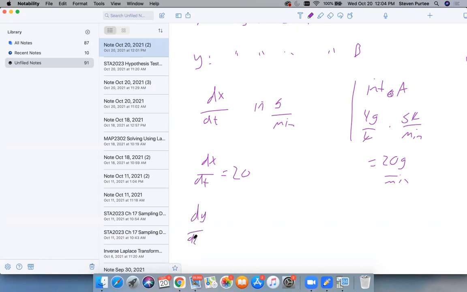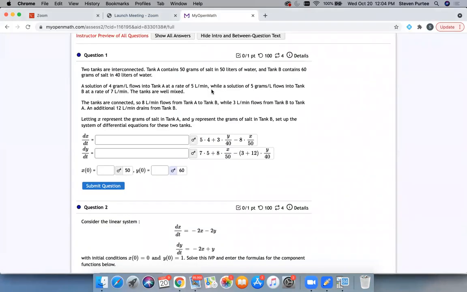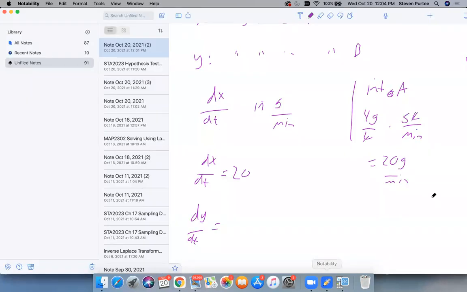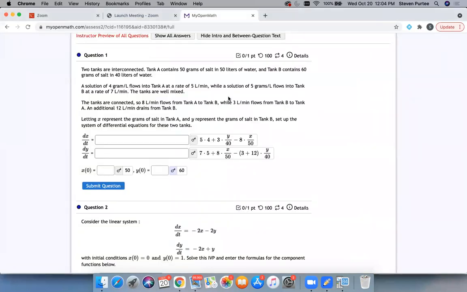Same thing is going to happen over here with tank B. Five grams per liter, 7 liters per minute. So into B, 5 grams per liter times 7 liters per minute is 35 grams per minute. So Y is going to be increasing at a rate of 35 grams per minute. Okay, now we start mixing these tanks. So 8 liters per minute is going to flow from A to B. I need to convert that over into how much salt is going from A to B.